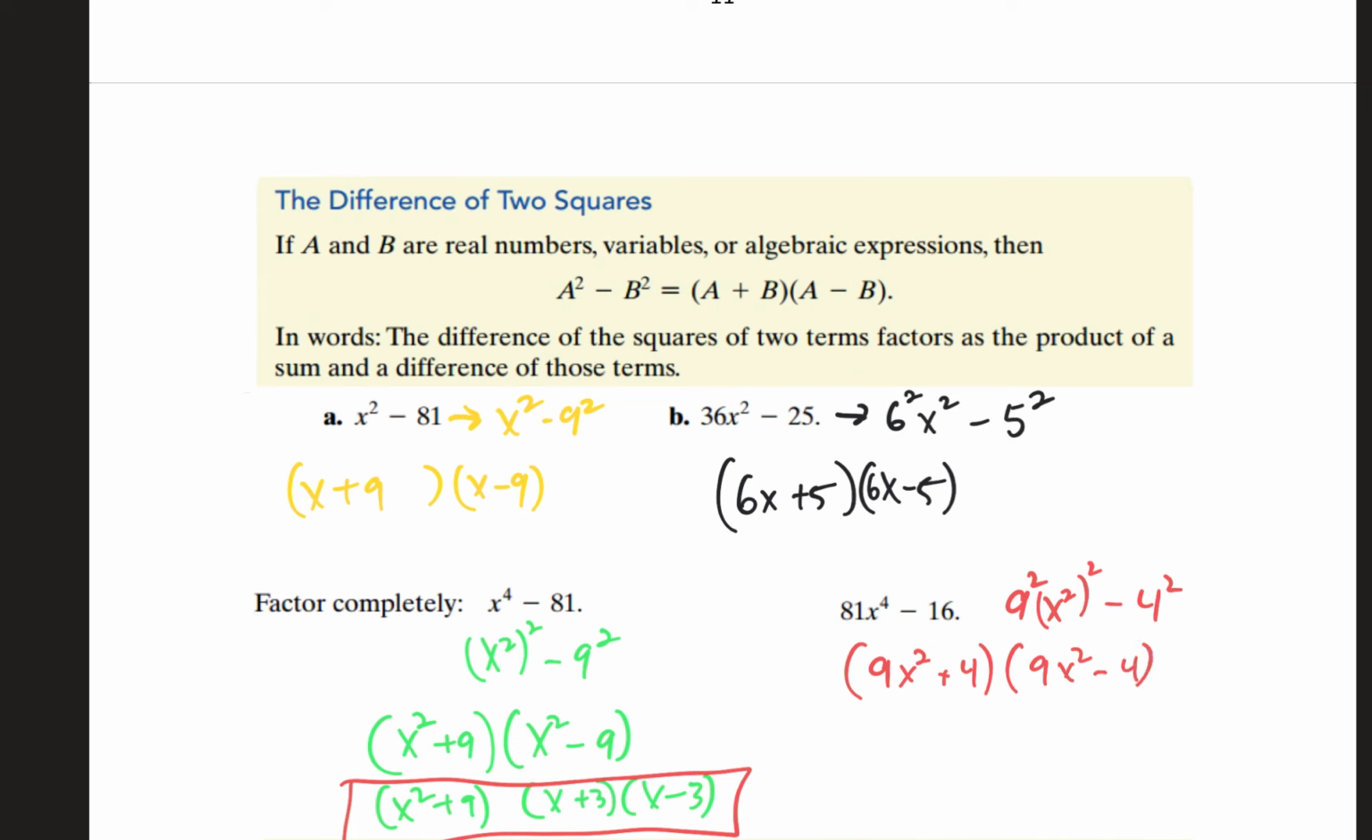Now again, this second binomial is a difference of squares. 9 is 3 times 3, x squared is x times x, and 4 is 2 times 2. So I'm going to bring this 9x squared plus 4 down. Nothing I can do there. But this one I can do another difference of squares. I can say 3x minus 2 and 3x plus 2.